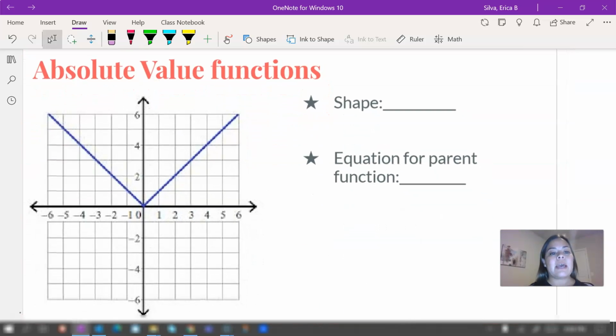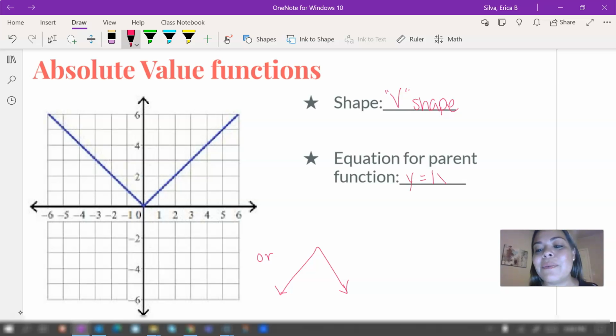The next one is the absolute value functions. Now, if you notice, this one has a V shape. This one is facing upward. We can also see it where it faces downward. Now again, this is the parent function. And the equation for that parent function is y is equal to the absolute value of x, or f of x is equal to the absolute value of x. Now, if that f of x is confusing you, don't worry about it. It's just a fancy way of saying y, or a function of x.